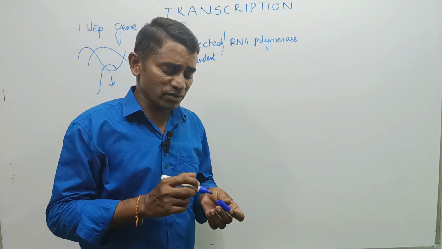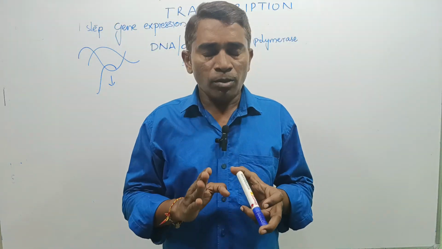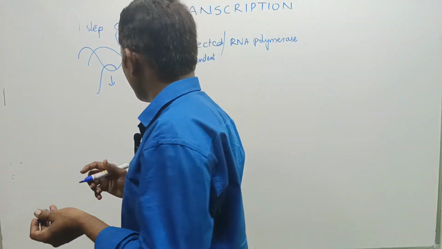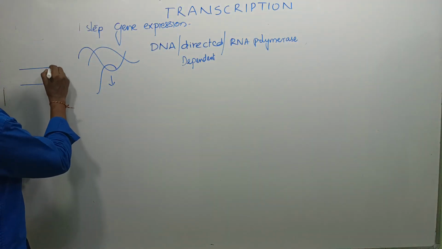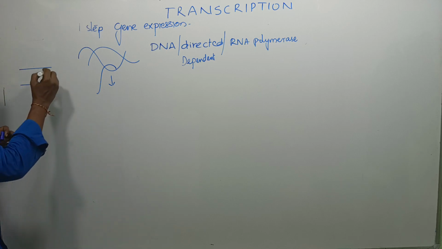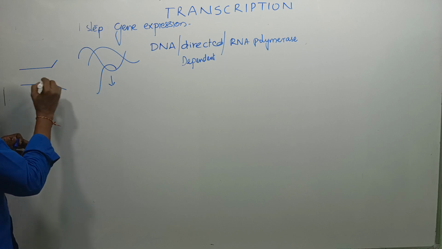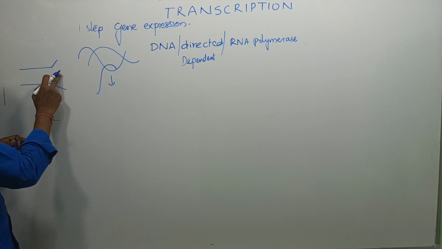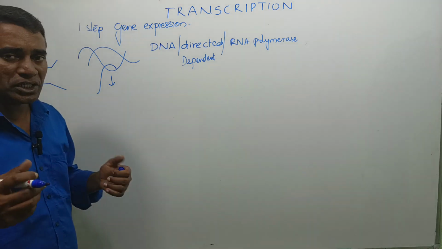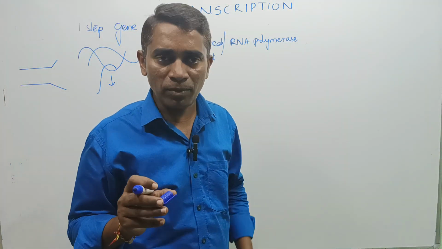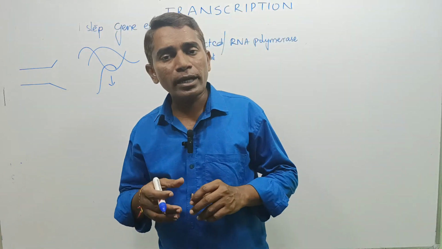So, there is a major difference between replication and transcription. In case of replication, both the strands of DNA act as templates. The two strands of the DNA undergo unwinding, thereby they act as templates so that replication occurs on two strands. This is bidirectional. Two strands take part in replication.